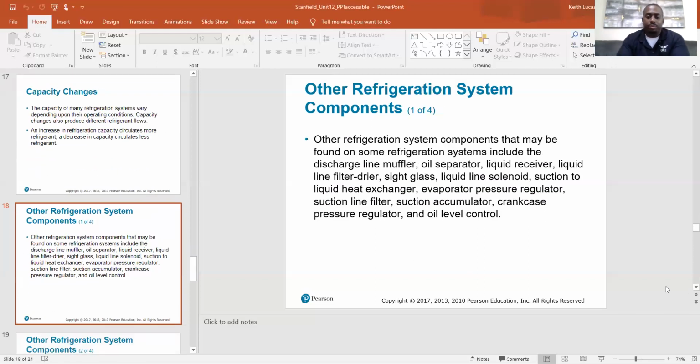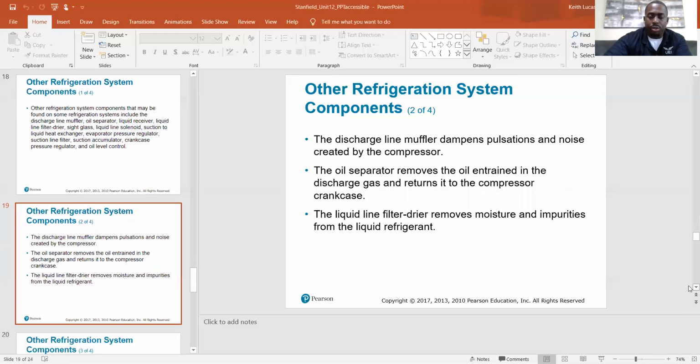Other refrigeration system components. So other components that may be found on a refrigeration system include the discharge line muffler, oil separator, liquid receiver, liquid line filter dryer, sight glass, liquid line solenoid, suction to liquid heat exchanger, evaporator pressure regulator, suction line filter, suction accumulator, crankcase pressure regulator, and oil level control. All accessories that you'll find on various different units.